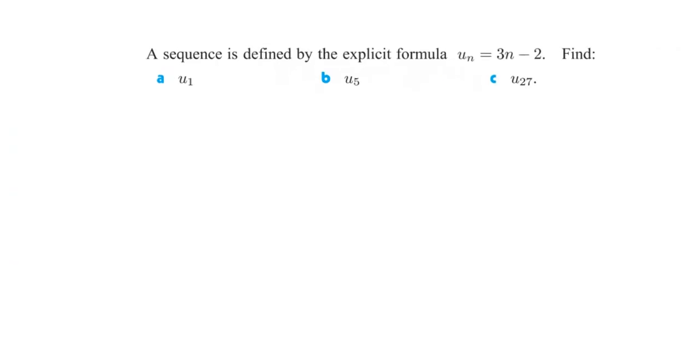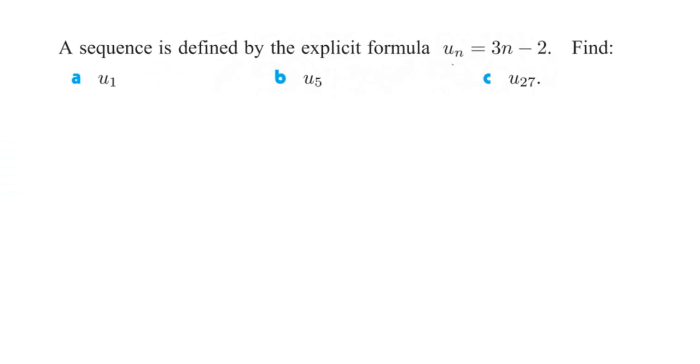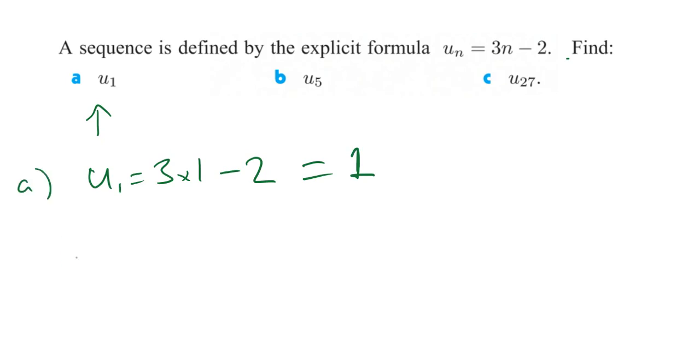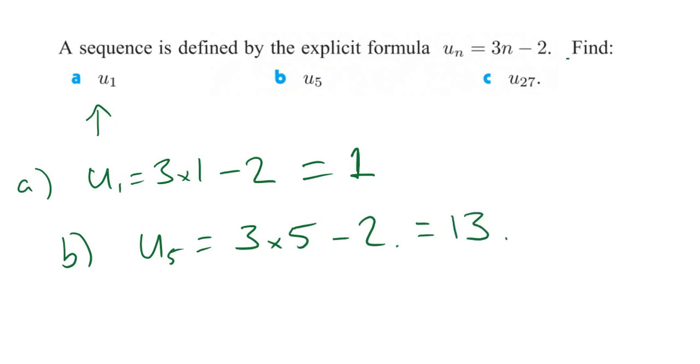So let's take a look at this example here. We've got a formula telling us that UN, that general term, is 3 multiplied by n minus 2. If I wanted the first term, like in part A, U1 is going to be 3 times 1 minus 2. Well, that's going to be 1. For part B, U5, the fifth term, is going to be 3 times 5 minus 2. Well, 3 times 5 is 15, take away 2, that fifth term is going to be 13.